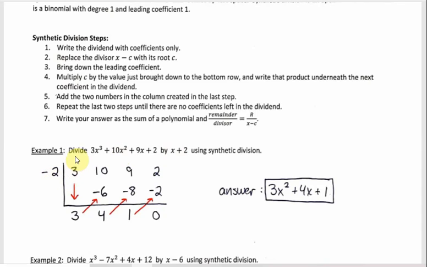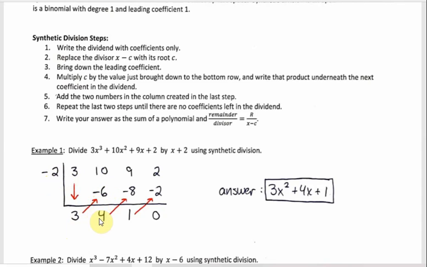Then you bring down the leading coefficient. So this 3, that's why I've got this down arrow, that 3 just drops down here. Then what you do is you multiply c, the negative 2, by the value that you just brought down, and you write that underneath the next coefficient. So negative 2 times 3 gives you that negative 6. So this arrow is supposed to signify that you use that 3 to get there. Then you add down that column, so 10 plus negative 6 is 4.